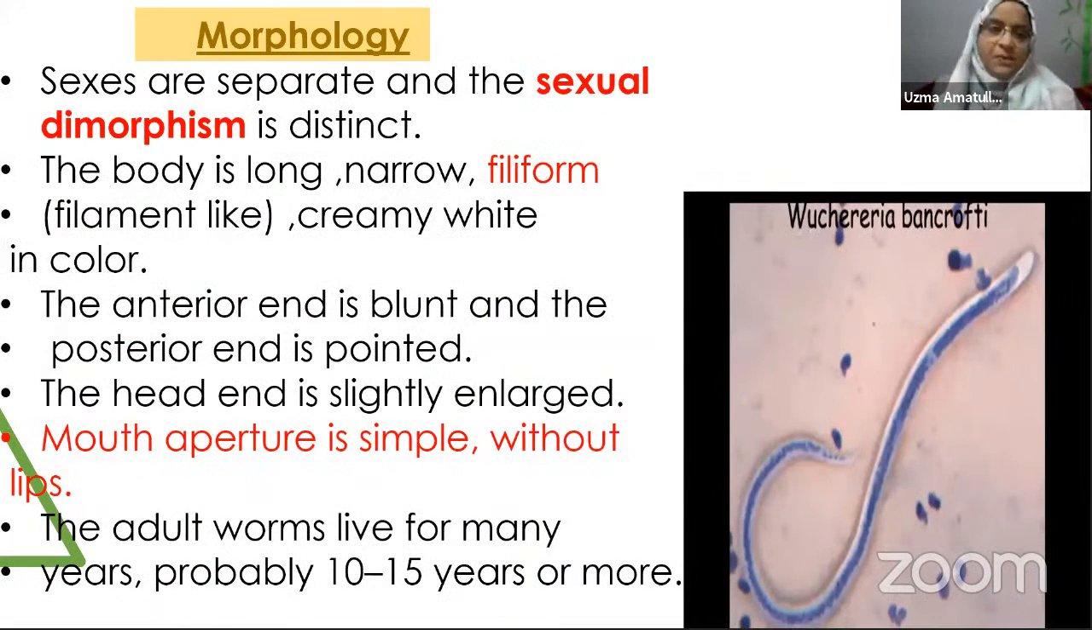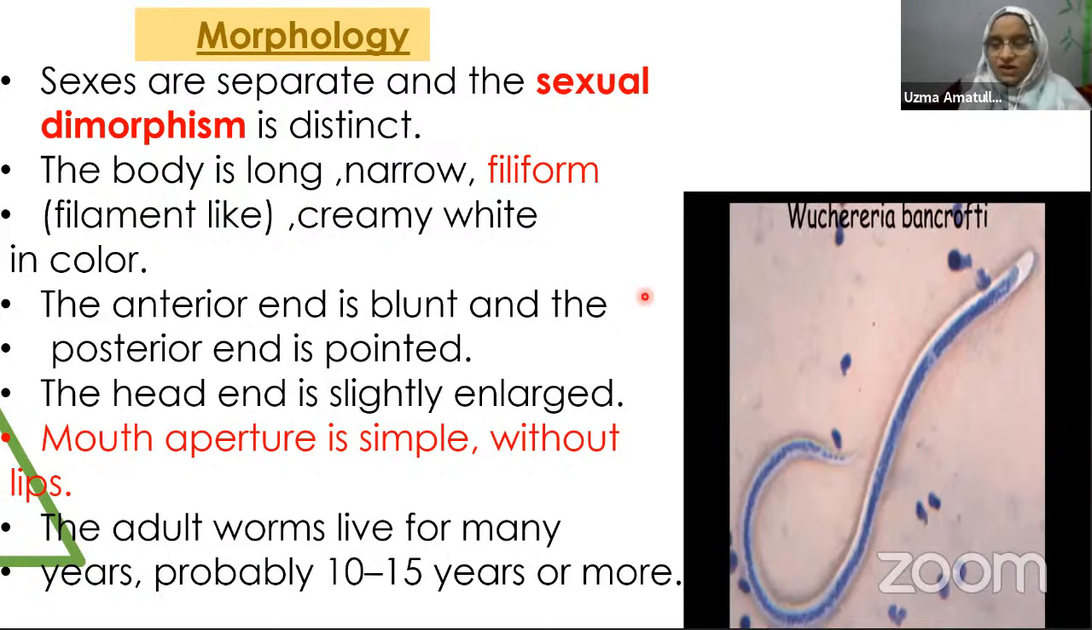Now here, morphology. Morphology means the form, that is the shape and structure. Now what is the structure of this organism? The sexes are separate and the sexual dimorphism is distinct. Means both male and female look different. They show sexual dimorphism. And here you see the male and the female are different. The body is long, narrow, filiform, creamy white in color.